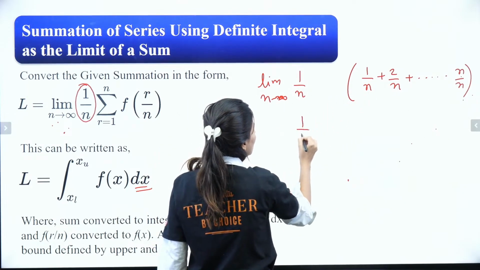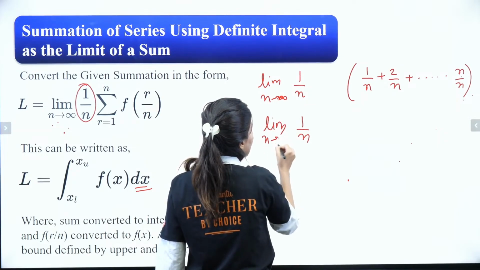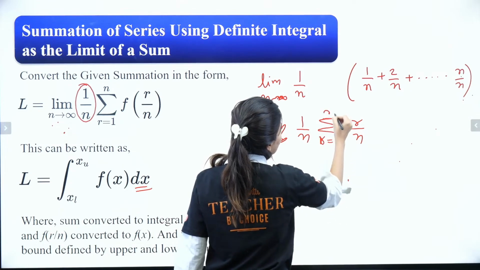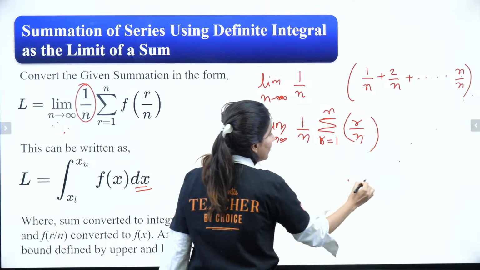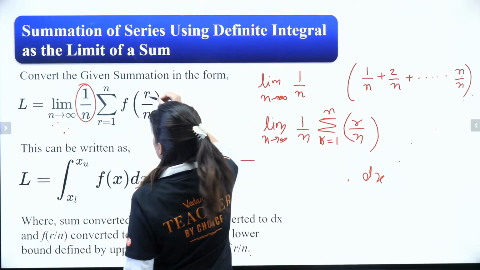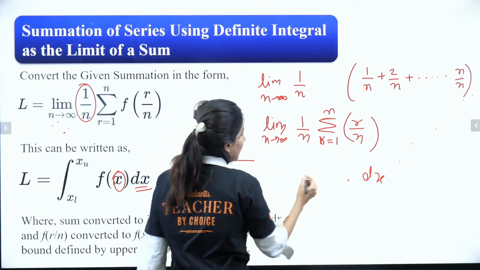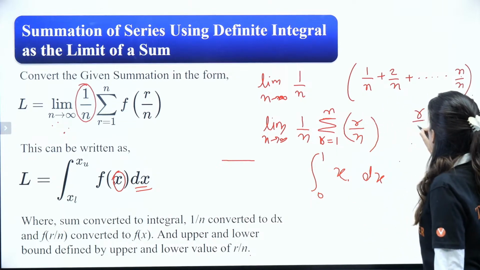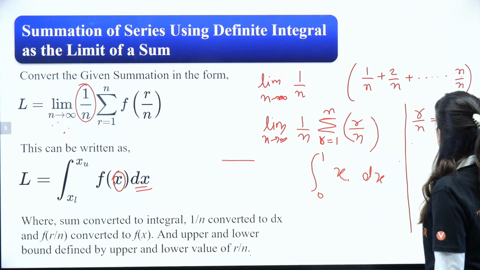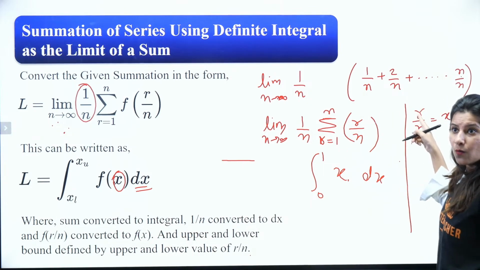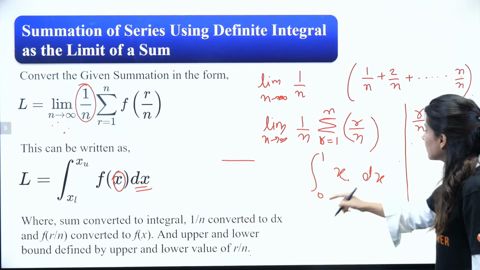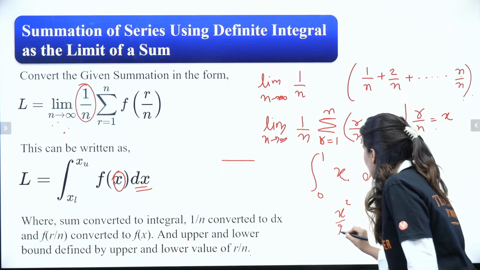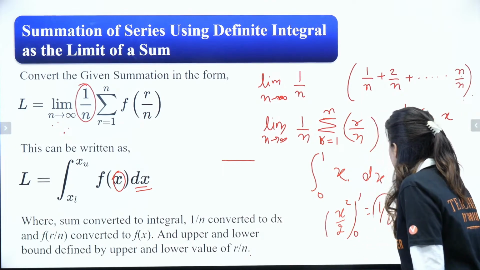Now I can convert this. So 1 upon n, limit n tend to infinity, and this is going to be sigma of r by n, where r starts from 1 to n. So basically 1 by n will be replaced by dx. Can you see r by n? So this r by n will get replaced by x. And integration will be 0 to 1. How? R by n is x. The moment you put r equal to 1, what do you get? 1 by n. 1 by infinity is 0. So that's why 0. The moment you put upper limit n by n, x is going to be 1. So x square by 2, 0 to 1. So 1 by 2 is the correct answer.